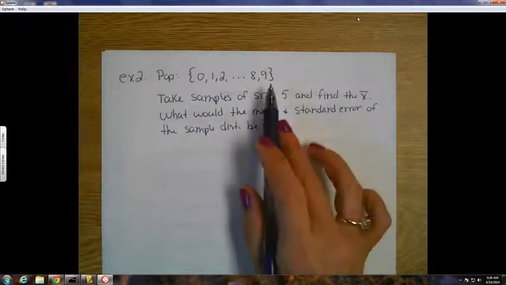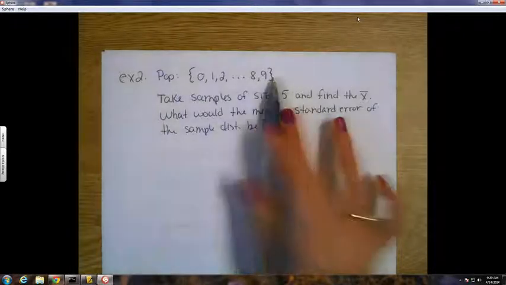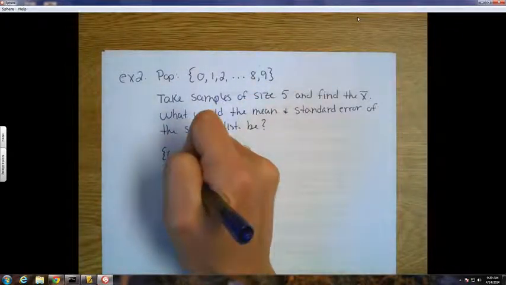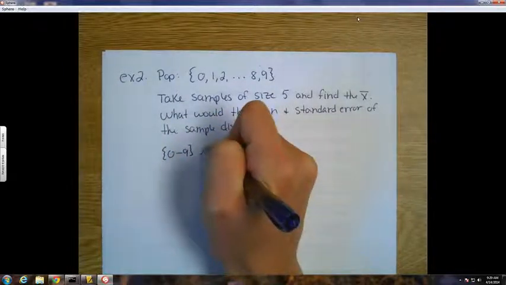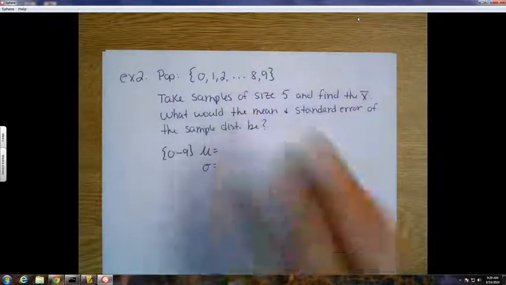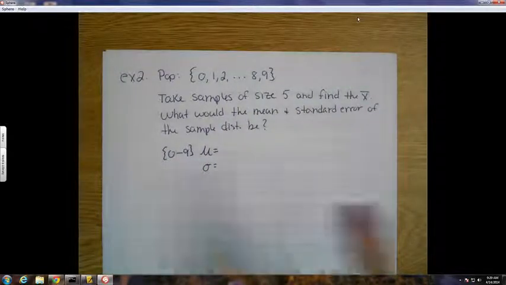Yes, you're going to find the mean and standard deviation of the 0 through 9. Once we know those two, it's very much a shortcut to get to the other two. So how do I get the mean and standard deviation of 0 through 9? One-variable stats. We'll put them in a list.